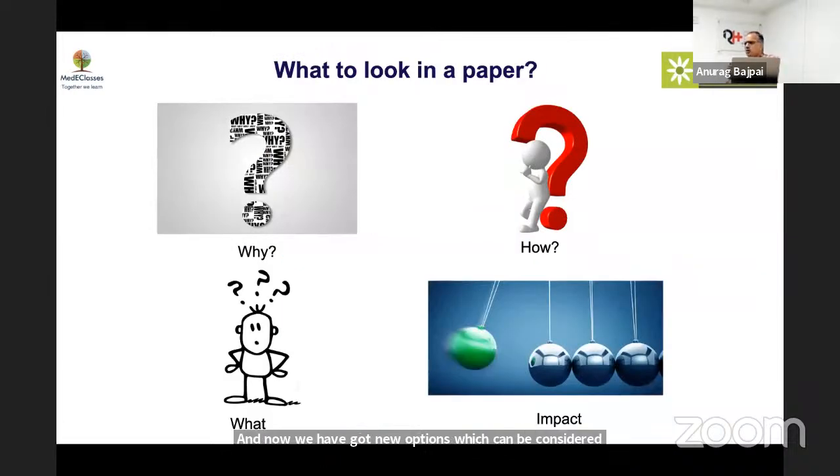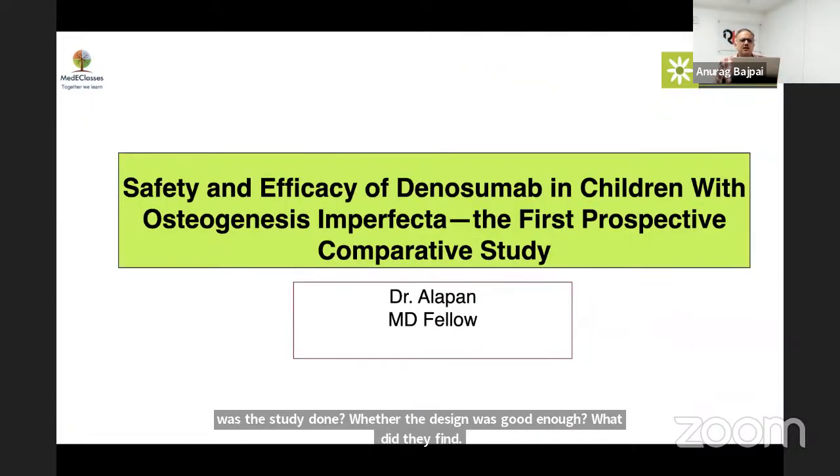When you look at a paper, this is what I'd like you to do: look at it from four basic questions. Why was this study done? How was the study done? Whether the design was good enough? What did they find? And what was their impact?